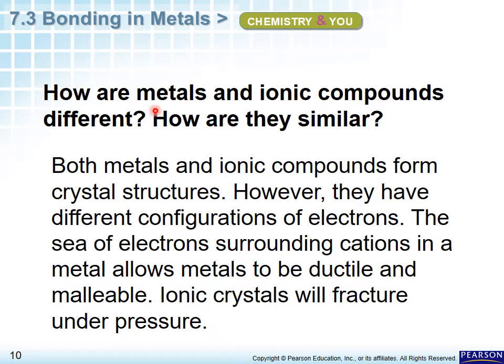How are metals and ionic compounds different, and how are they similar? Simple: both metals and ionic compounds form crystal structures. However, they have different configurations of electrons. The sea of electrons surrounding the cations in the metal allows the metal to be ductile and malleable, while an ionic crystal will fracture under pressure. So if you hammer an ionic crystal, it shatters, but if you press or hammer the metal, it becomes a sheet or wire.